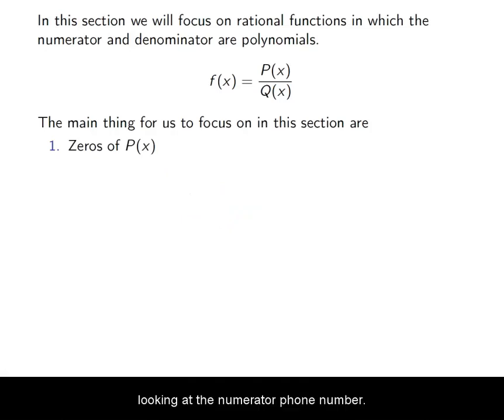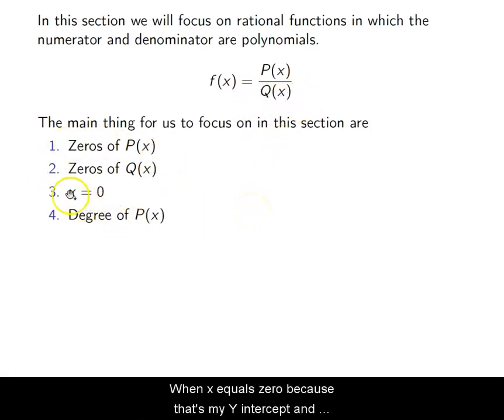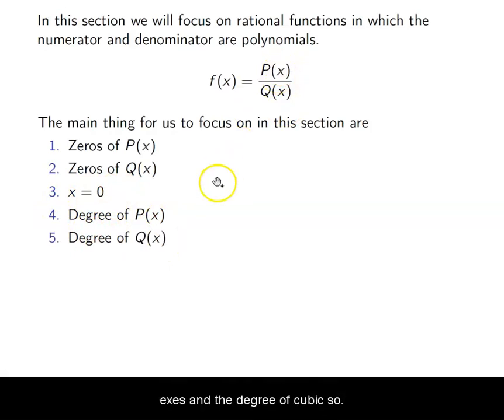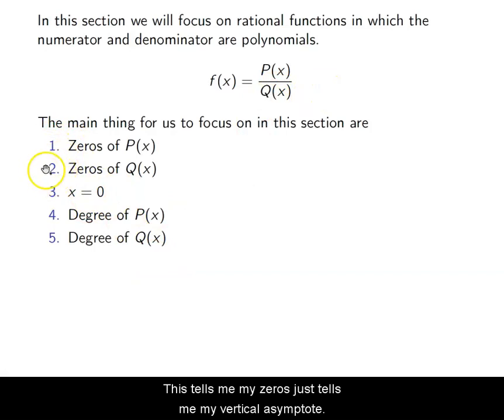The zeros of the numerator polynomial, the zeros of the denominator polynomial, and when x equals 0, because that's my y-intercept. And then we also want to know the degree of p of x and the degree of q of x. So this tells me my zeros. This tells me my vertical asymptotes. This tells me the y-intercept. And these two together help me to understand what the end behavior of my graph is. So 4 and 5 work together for us.